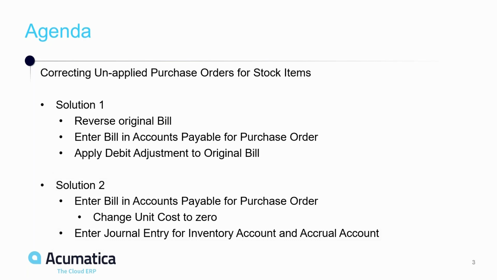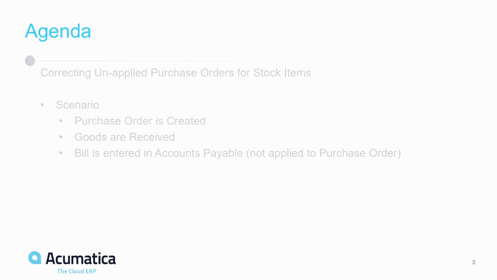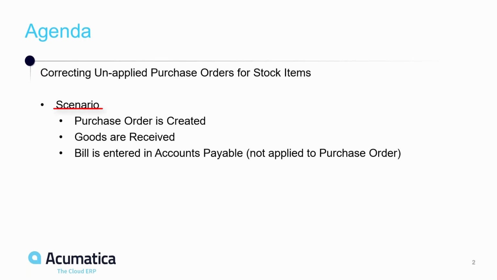So let's go ahead and take a look at this. First thing I'm going to do is create the scenario. So once again, we're going to create a purchase order and receive the goods, and then we'll enter a bill, but not applying the bill to the purchase order.